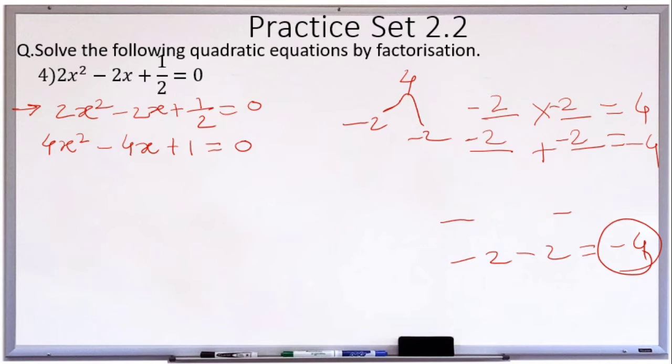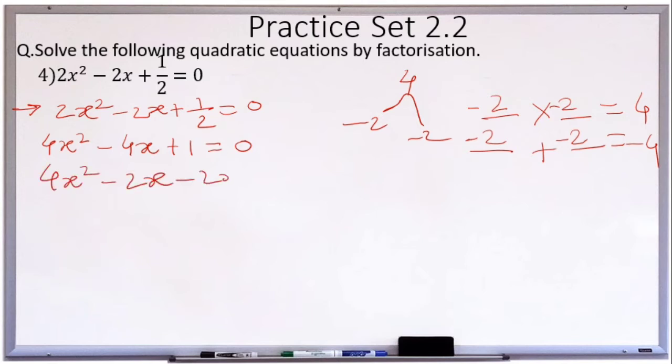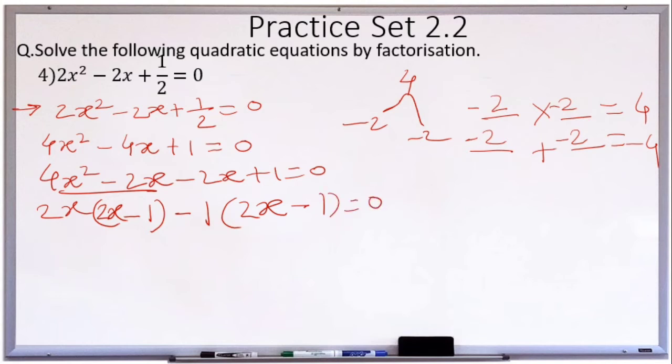Okay, now writing the given equation, 4x square minus 2x minus 2x plus 1 is equal to 0, and hence taking 2x common from this term, 2x into 2x minus 1, and then taking minus 1 from this term, so we can get minus 1 into 2x minus 1, which is equal to 0. Now 2x minus 1, and again we are getting 2x minus 1, which is equal to 0.